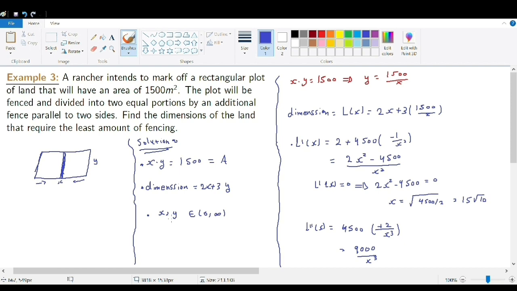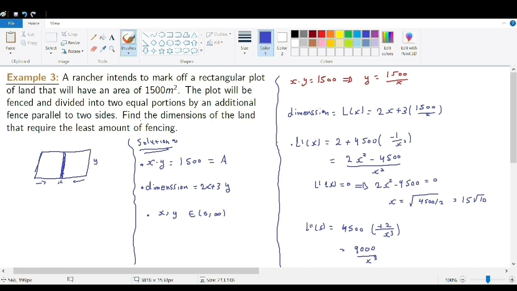0 to infinity, open interval. So to solve this question we need to make an objective function. We know that x multiplied by y is equal to 1500, so this is the constraint. To find an objective function, we need to rewrite y as 1500 over x.